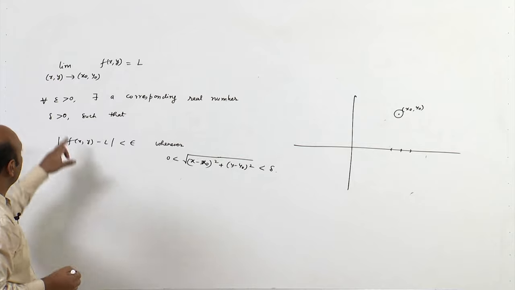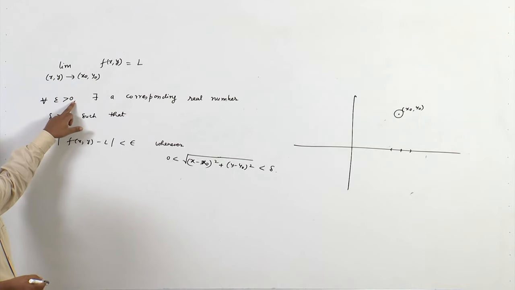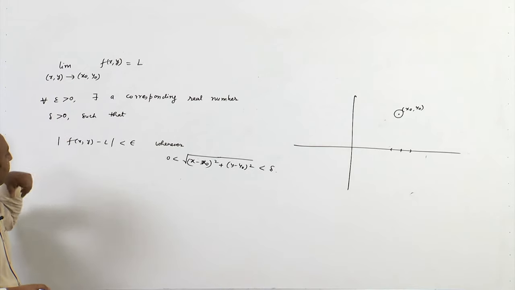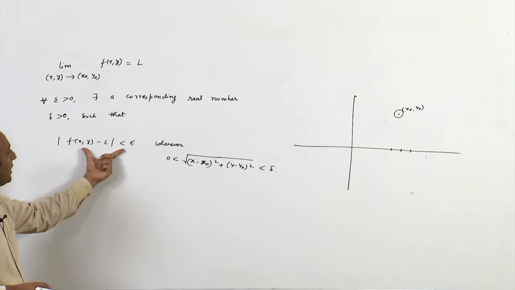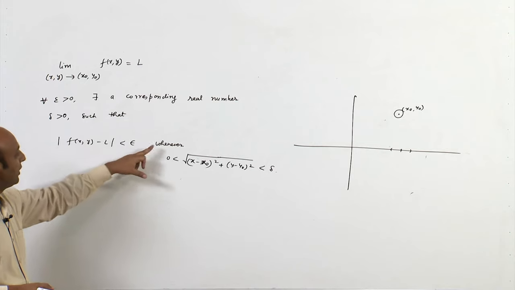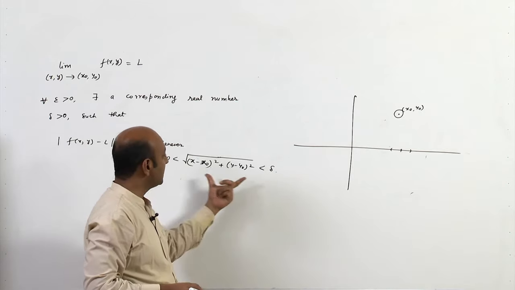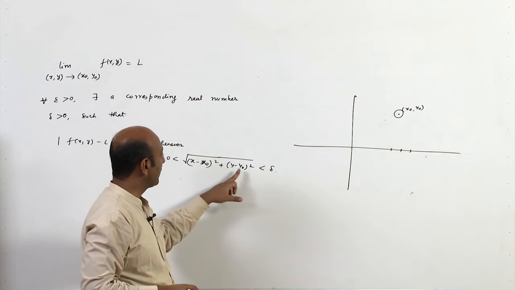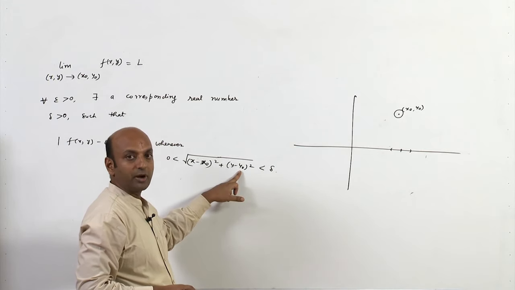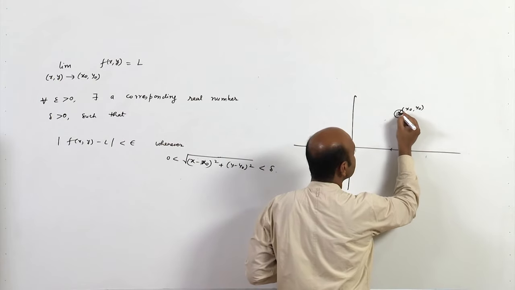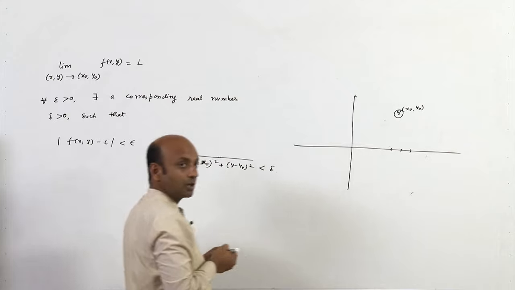So you take any epsilon greater than 0, there will always exist a corresponding real number delta greater than 0 such that this inequality holds whenever this is less than delta and greater than 0. So this is a deleted neighborhood of (x naught, y naught) of radius delta. So this is basically a circle of radius delta.